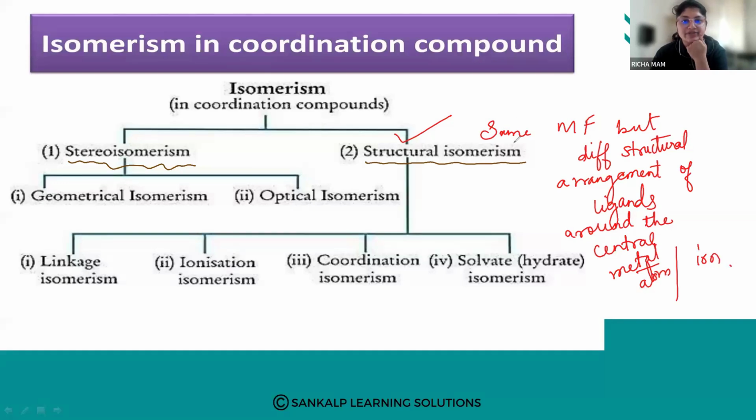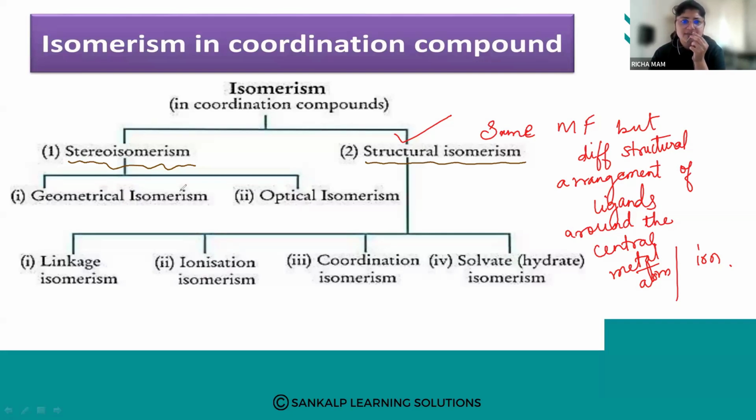Please note down the definitions, very important. They can ask you for any isomerism with an example, or they can give you an example and ask you to identify the isomerism present in it. So you need to know the definitions and different examples, and how to write the names. What is structural isomerism? They have the same molecular formula but different structural arrangement of ligands around the central metal atom or ion.